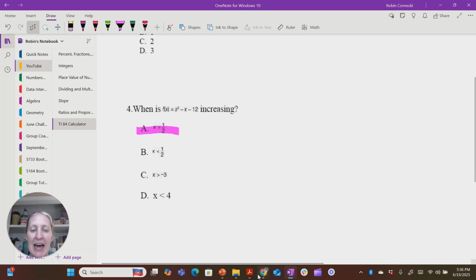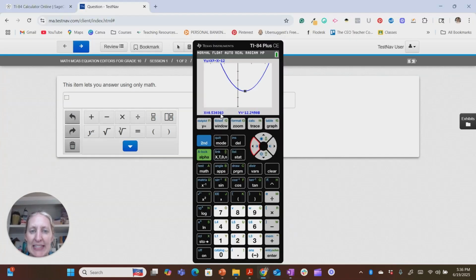The x is greater than 1/2, and I can see that because if I look at my x values here, you can see that it is 0.53, which is greater than 1/2, and right there is pretty much like my vertex. But if I'm going to where it's increasing, it's definitely going to be x is greater than 1/2. So I hope you enjoyed this tutorial.